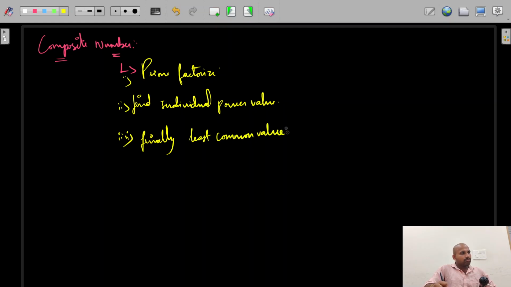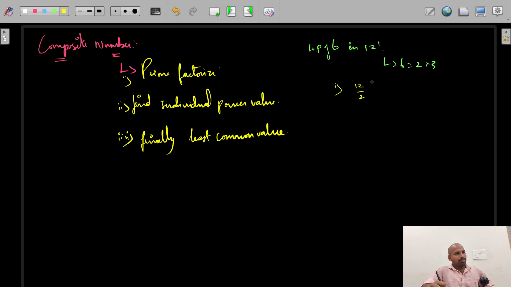For example, if I want to find the highest power of 6 in 12 factorial, how to do that? Instead of dividing 12 by 6, I have to prime factorize 6. 6 is equal to 2 into 3. So I have to find the highest power of 2 in 12 factorial and the highest power of 3 in 12 factorial, and out of these two highest powers, I have to take the least common highest power. Let me explain that.